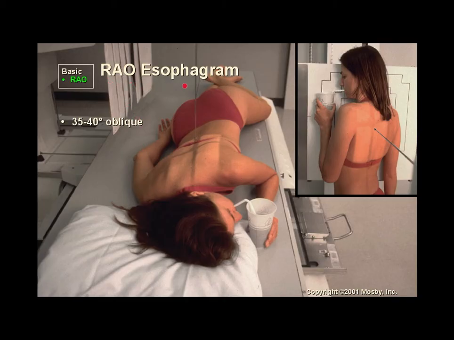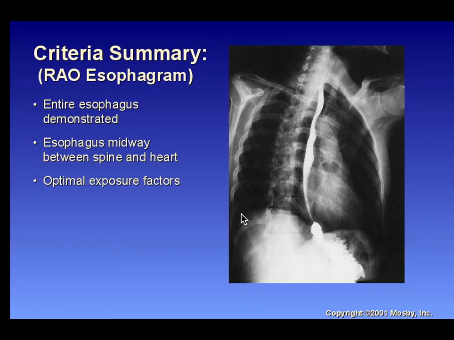RAO esophagram. If you're doing an esophagram and they want pictures, a 35 to 40 degree oblique position is what you're going to do, either still pictures or fluoro pictures. If you do still pictures, you're going to position them as such, and this patient is going to sip and swallow, sip and swallow when you make that exposure, because you need to see the barium within the esophagus. So instruct the patient, just sip and swallow while you make the exposure.